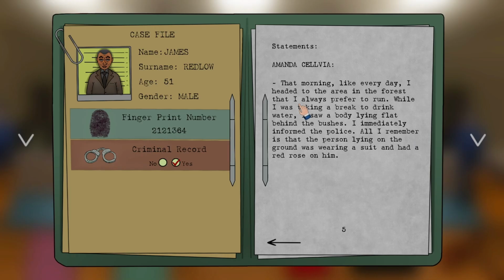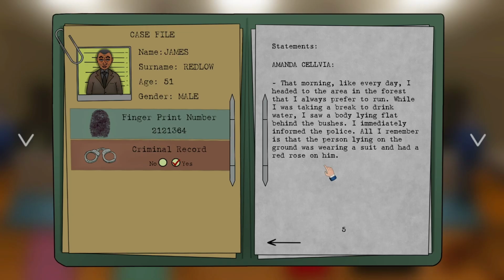Here's our statement from Amanda, which I'm pretty sure is the person who found the body. That morning, like every day, I headed to the area in the forest that I always prefer to run. While I was taking a break to drink water, I saw a body lying flat behind the bushes. I immediately informed the police. I remember that the person lying on the ground was wearing a suit and had a red rose on him. So basically, it's another assassination with the red rose.